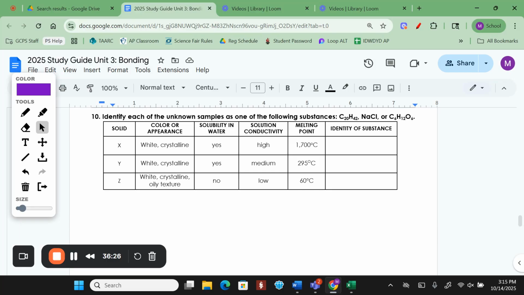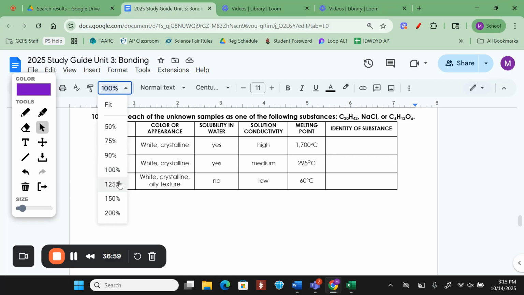We've given you a data table of 3 unknown solids, X, Y, and Z. We tested their independent properties, and we gathered the data that you see. Using this data, can you determine what type of bond you're probably witnessing, and then match it up to a substance that has been provided for you? Substance X is a white crystalline powder. It is soluble in water, has a high conductivity, has a high melting point.